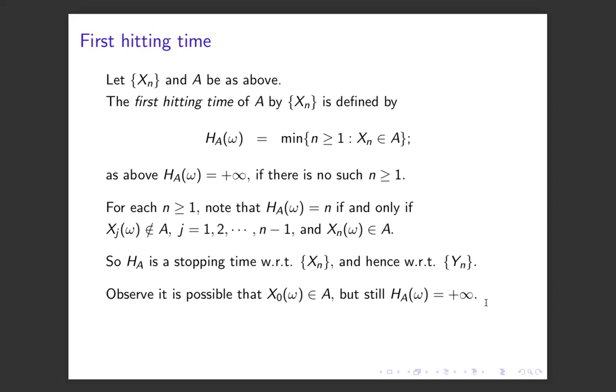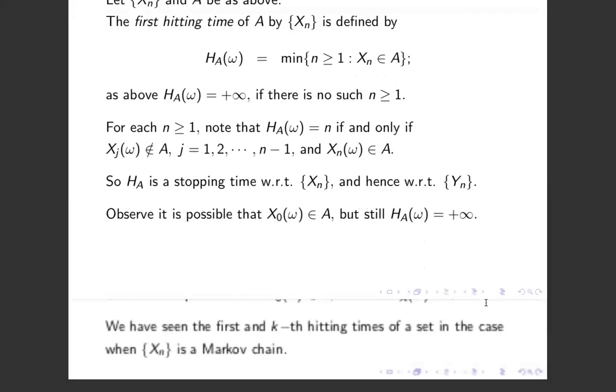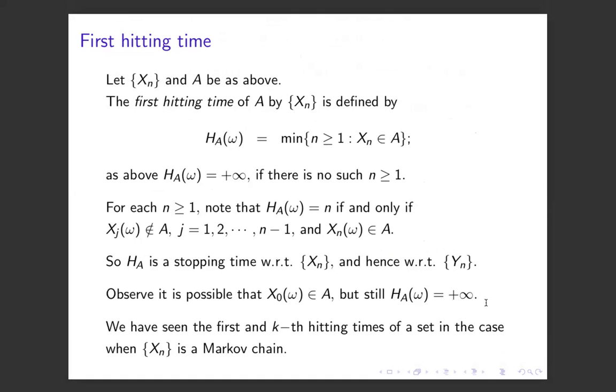Note it down if you want. See, stopping times, according to some famous probabilists, are the probability theory's tool to tame randomness. Of course, that may have a lot of exaggeration, but yeah. So this is also a continuation of the previous slide. We have seen the first and kth hitting times of a set in the case when Xn is a Markov chain.